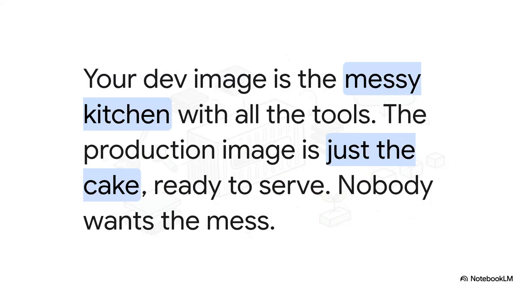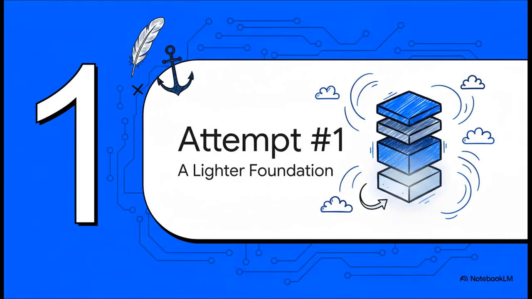I love this analogy. It's perfect. Your dev environment is like a messy kitchen. It's got all the tools, all the ingredients, maybe some eggshells on the counter. But your production image, that should be just the finished cake. Perfectly plated and ready to serve. You don't serve your guests the whole messy kitchen. So our first step on this optimization journey is probably the simplest, and honestly, it often has the biggest impact.